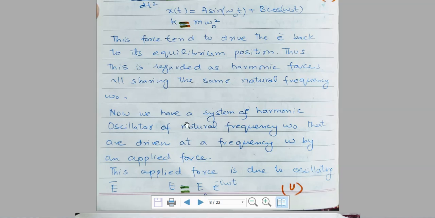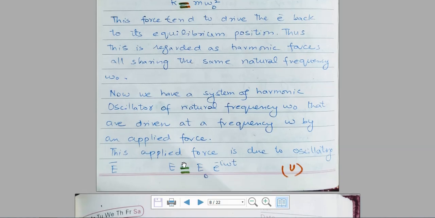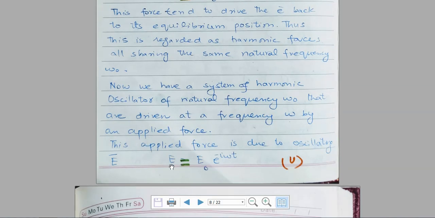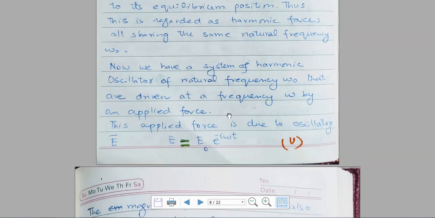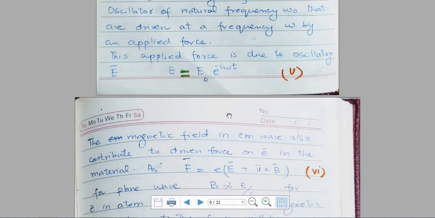Now we have a system of harmonic oscillators of natural frequency omega naught that are driven at a frequency omega by an applied force. The applied electric field will be oscillating and have this form: E equal to E naught into exponential of minus i omega t, and E naught is the maximum amplitude of the electric field, and this is the oscillating part of the field. Due to this field, you can say the system of harmonic oscillators is driven at frequency omega. Omega is the frequency of the oscillating field.